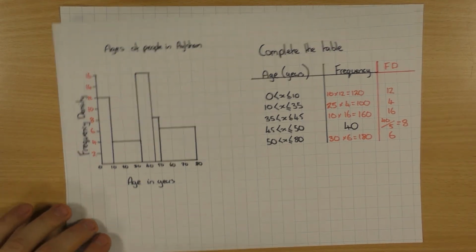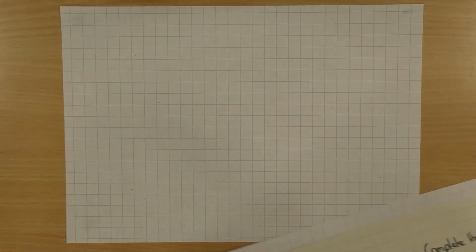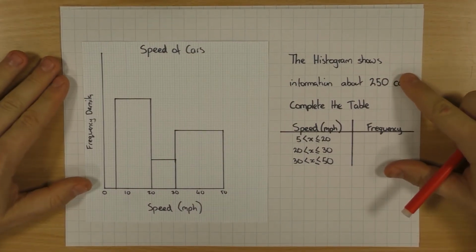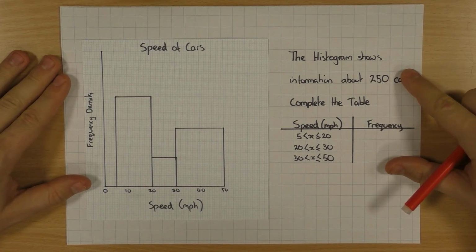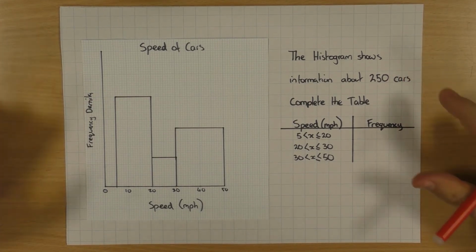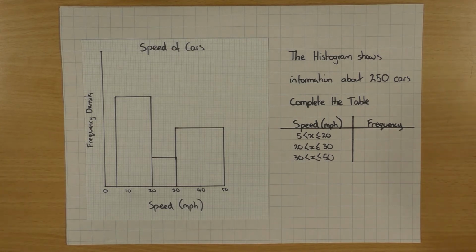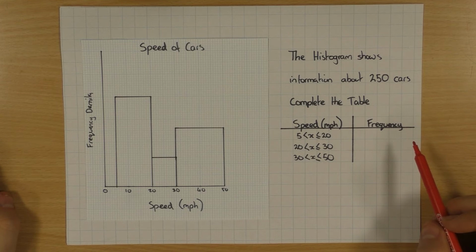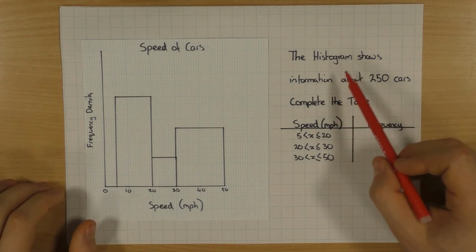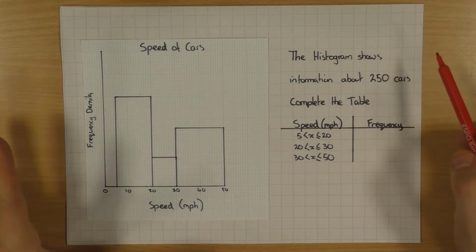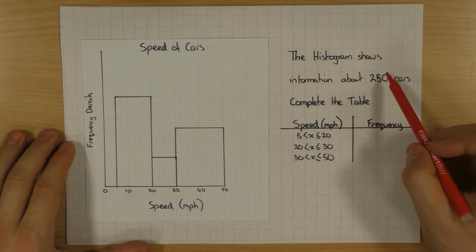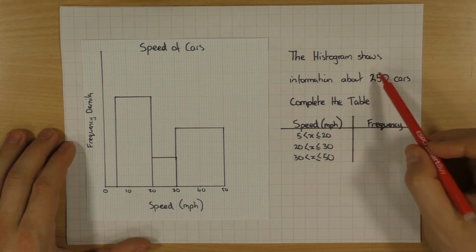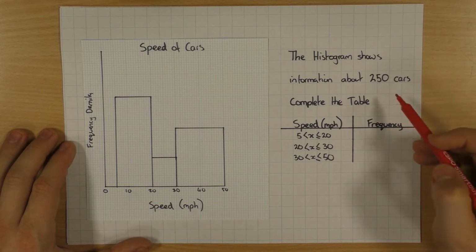And I've just got one more for you, which is this one here. Now, I've deliberately picked this one because a similar question came up 2 years ago in the actual exam, where they gave you a histogram, they asked you to complete the table, but the only information they gave you was the histogram, well, in this particular example, they tell you the total. So the histogram shows information about a total of 250 cars.